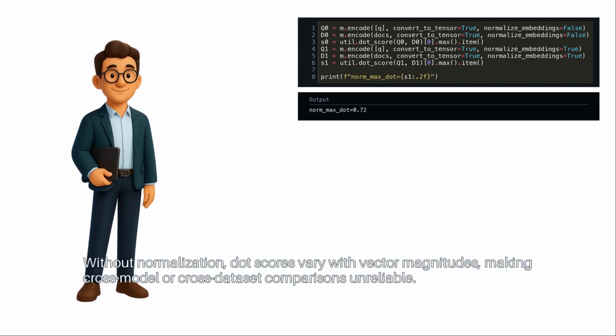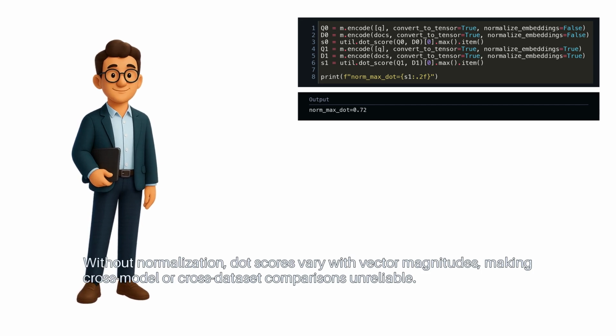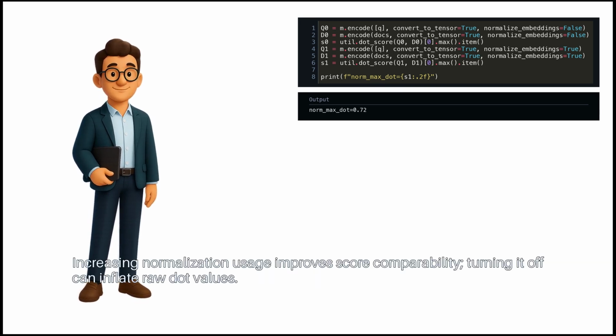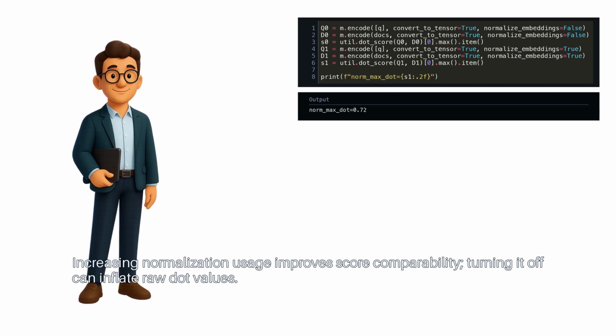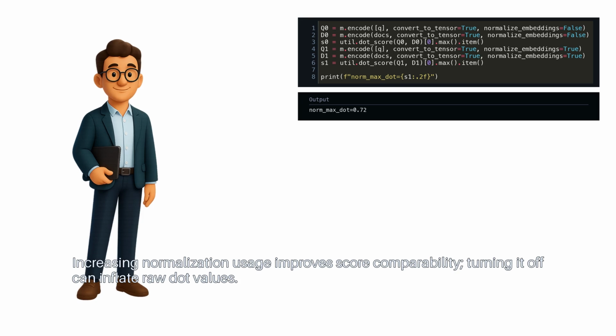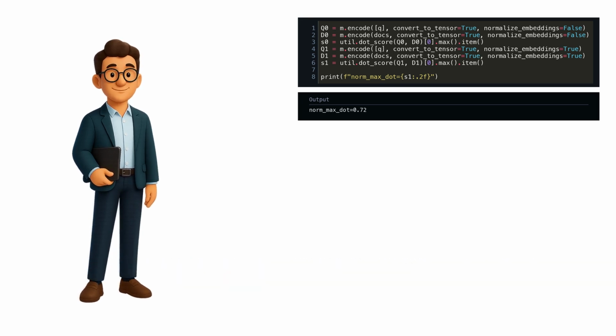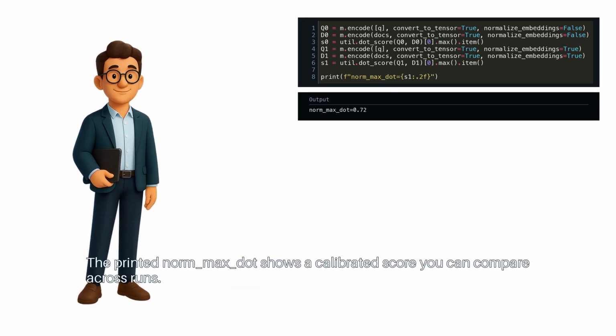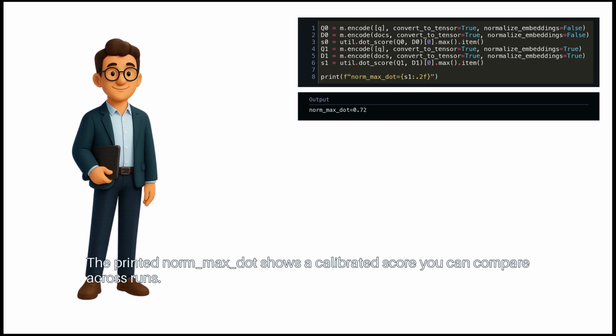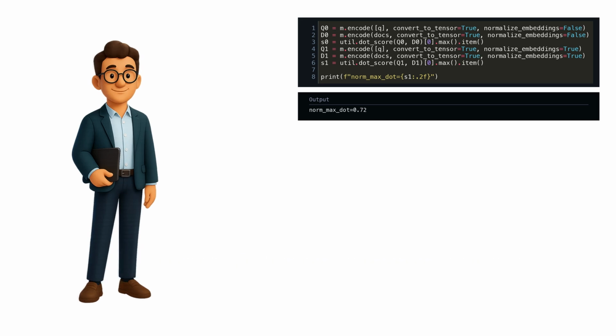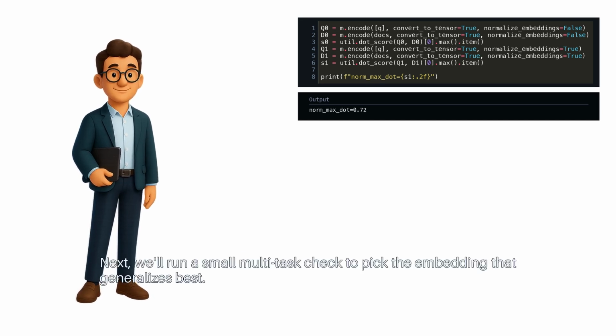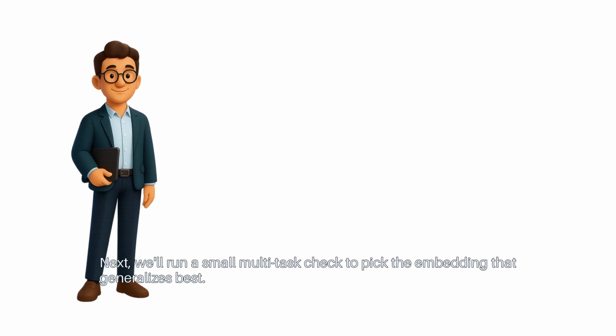Without normalization, dot scores vary with vector magnitudes, making cross-model or cross-dataset comparisons unreliable. Using normalization improves score comparability. Turning it off can inflate raw dot values. The printed norm max dot shows a calibrated score you can compare across runs. Next, we'll run a small multitask check to pick the embedding that generalizes best.